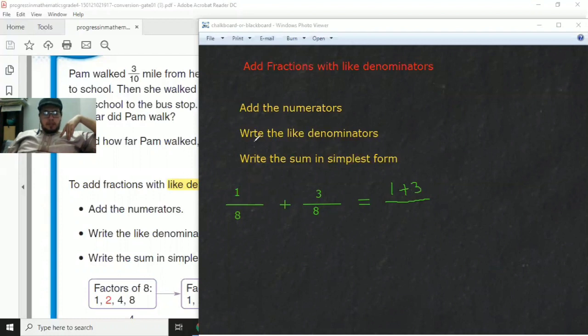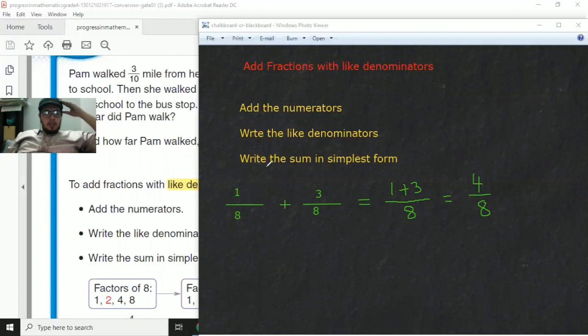And the second step, write the like denominators. Here we have 8 and 8. Just write one of them like that. So 1 plus 3 will be 4 over 8. So if I add 1 over 8 plus 3 over 8, it will be 4 over 8.